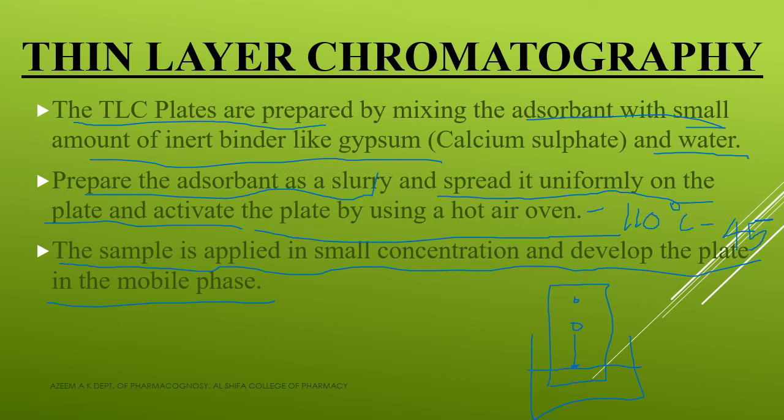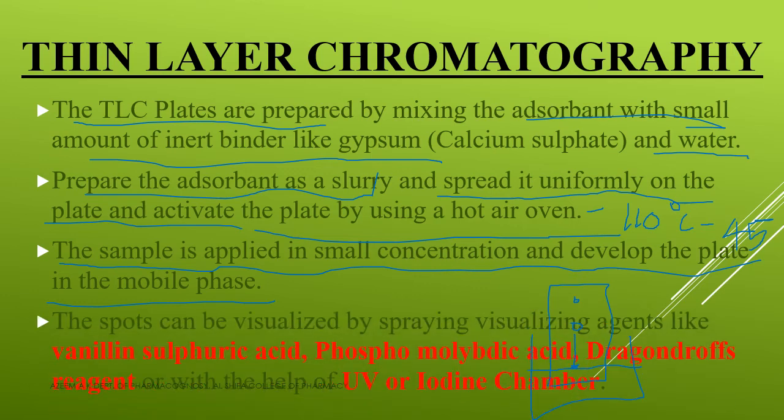So the sample is applied in small concentration and the plate is developed in the mobile phase. Clear? Then the spots can be visualized. In many cases the separated spots cannot be visualized with the naked eye. Sometimes you can clearly visualize the spots by eye, but if not, they can be visualized with spraying agents. This visualizing agent should be sprayed over the TLC plate. At that time the spots can be visualized.